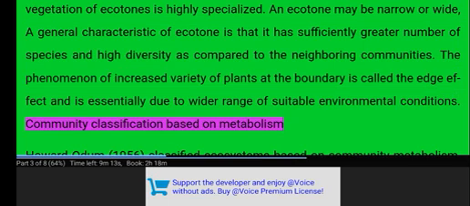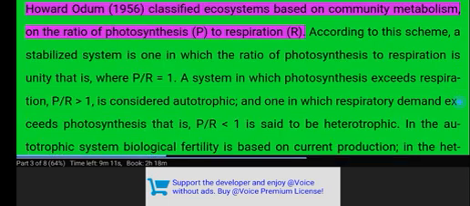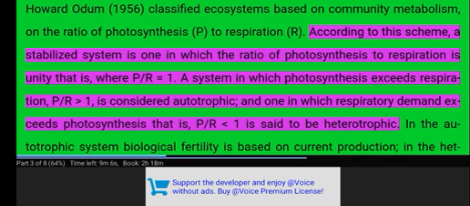Community classification based on metabolism. Howard Odum, 1956, classified ecosystems based on community metabolism, on the ratio of photosynthesis P to respiration R. According to this scheme, a stabilized system is one in which the ratio of photosynthesis to respiration is unity, that is, where P/R equals 1. A system in which photosynthesis exceeds respiration, P/R greater than 1, is considered autotrophic, and one in which respiratory demand exceeds photosynthesis, that is, P/R less than 1, is said to be heterotrophic.